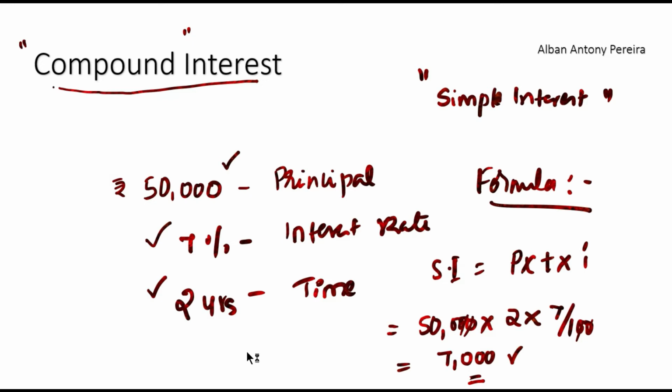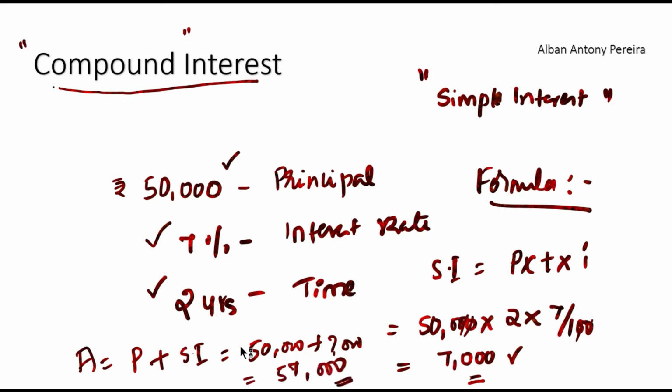So what is the final amount we get? Amount formula is principal plus simple interest. The final amount we get after 2 years is 50,000 plus 7,000, that sums up to 57,000. Okay, so this calculation is based on the simple interest method. So we'll see for the same question in case of compound interest, what interest do we get, whether simple interest is higher or compound interest is higher. Let's understand.